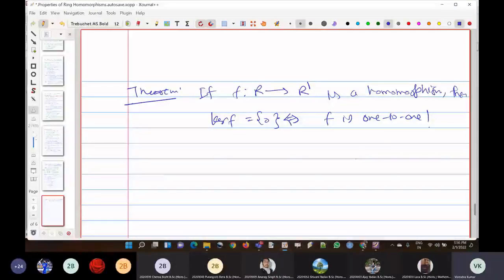So you need to first consider that f is a homomorphism in all the cases, and then you need to suppose first that kernel of f is 0. Then we need to prove that f is 1 to 1. And again, the converse way, you need to consider that f is 1 to 1, and then you need to prove that kernel of f is identically 0. Okay. So this is left as an exercise. Right.